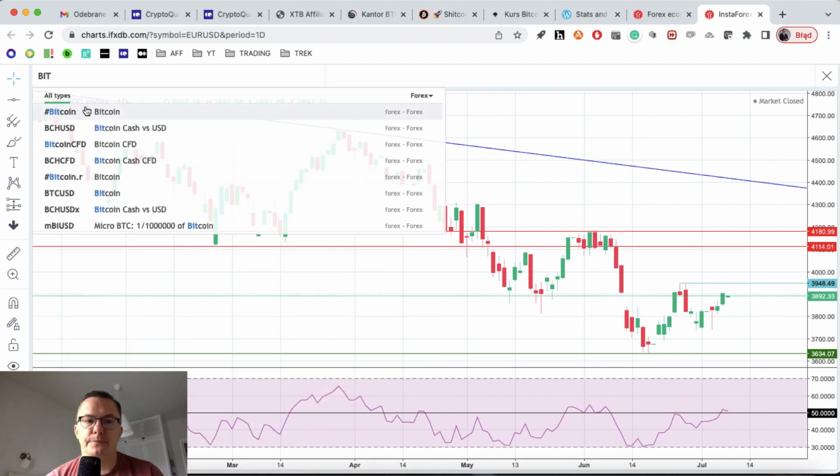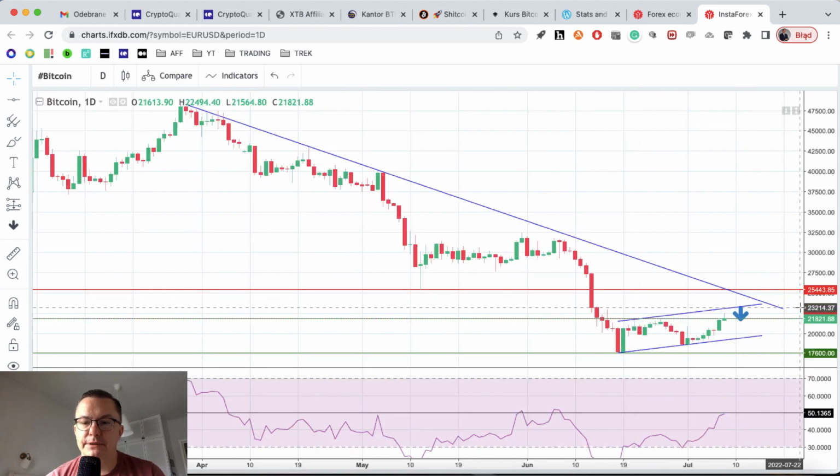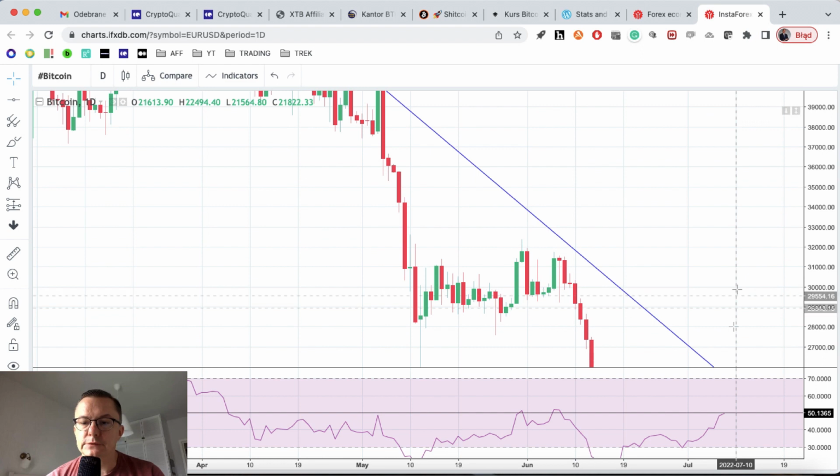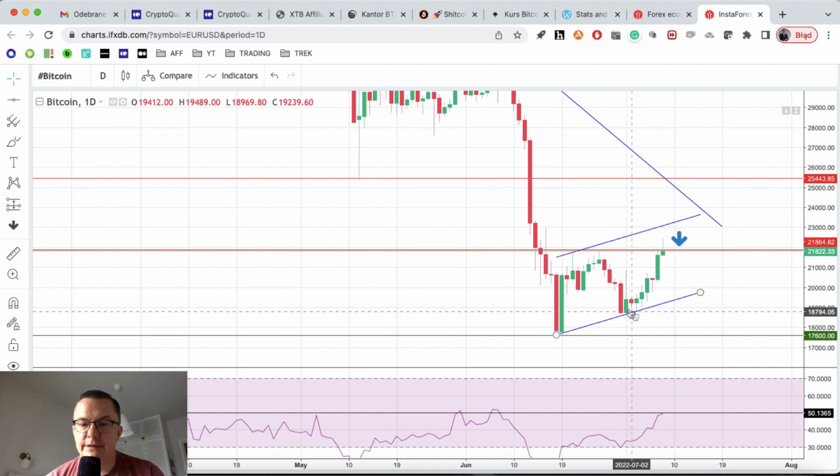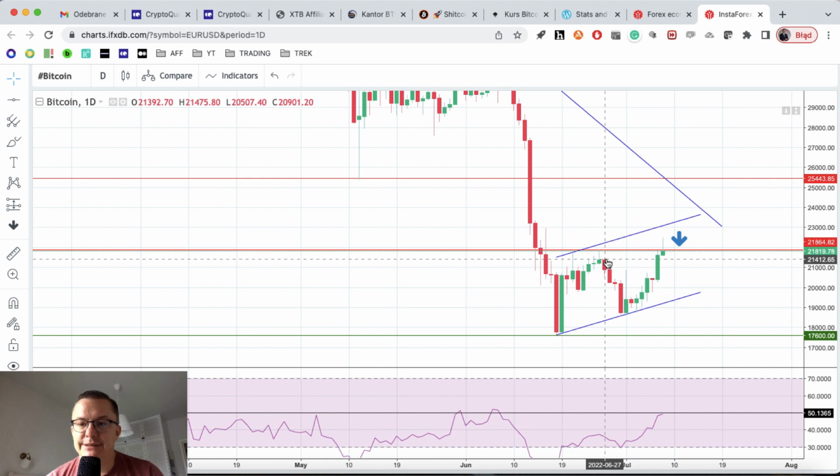Let's just talk about Bitcoin. This is our last pair to comment on and analyze. As you can see, we very nicely bounced from this level of roughly 19,000 and then went towards the technical resistance at 21,864. This is the technical resistance, and the blue arrow is showing this.